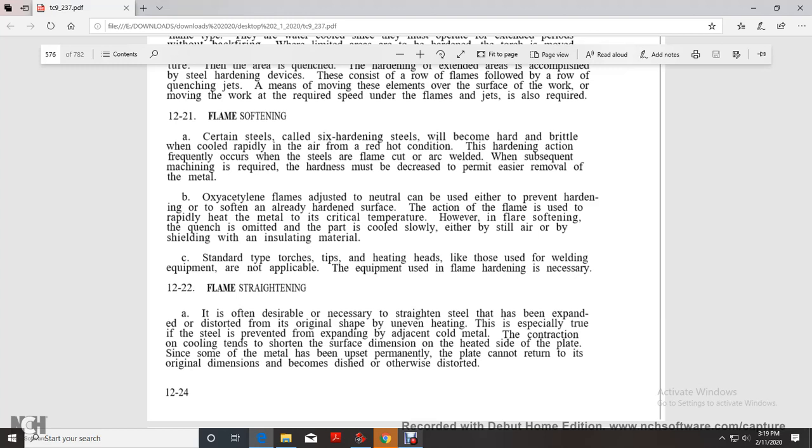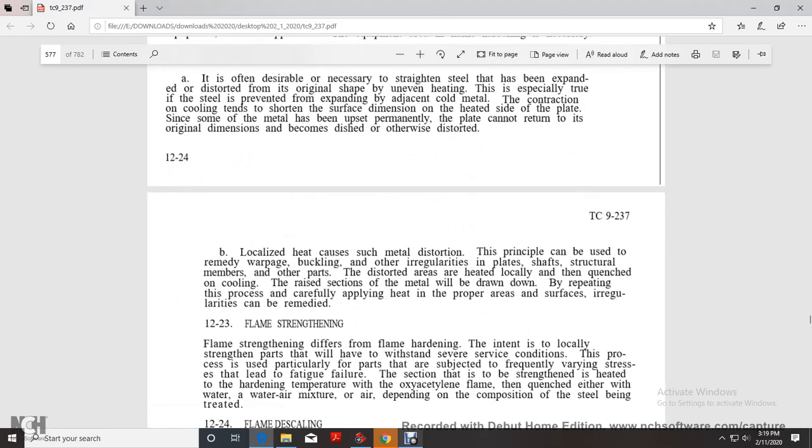Straightening plates and shapes. It is often necessary to straighten steel that has been expanded and distorted from its original shape by uneven heating. The surrounding cold metal prevents the heated metal from expanding, and on cooling, the contraction shortens the surface dimension on the heated side of the plate. Some of the metal has been upset permanently, so the plate cannot be returned to its original dimension, and becomes dished or otherwise distorted.